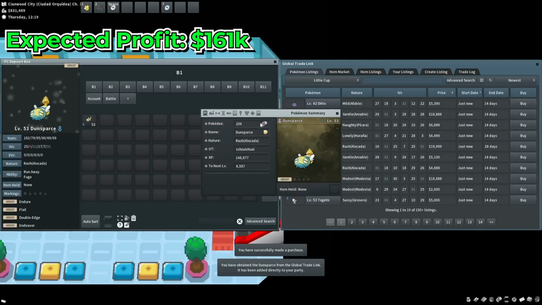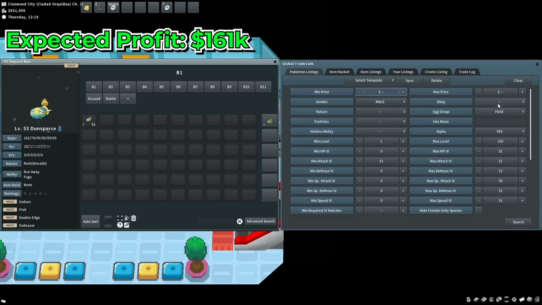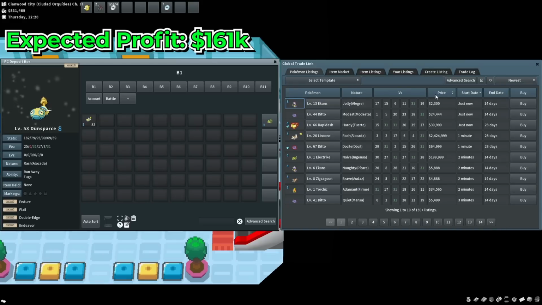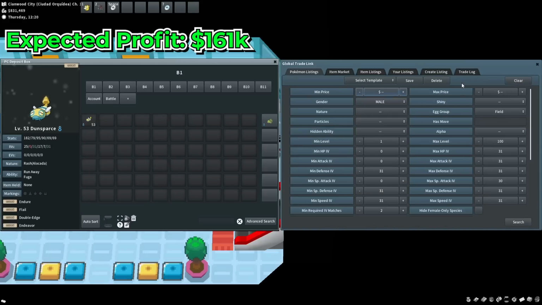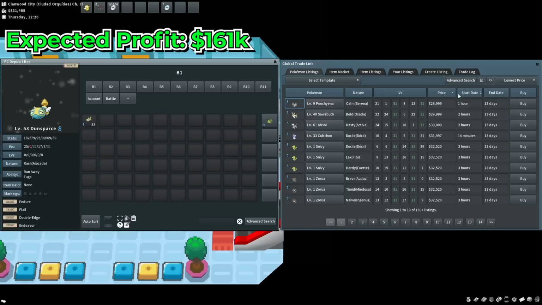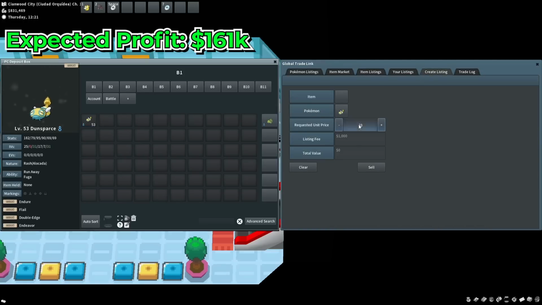Male breeder, I think, from field, yep. So let's do it like this, and then not alpha, and 31 in speed, and 31 in one of its defenses. And we can see here that it goes for 29k, so we undercut that guy. 28,997.